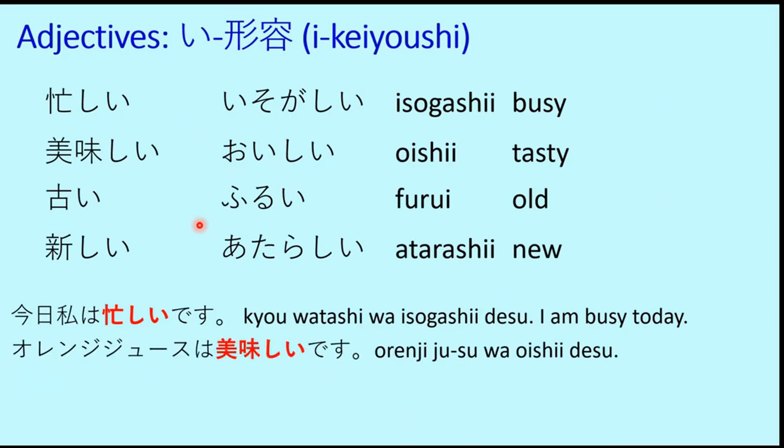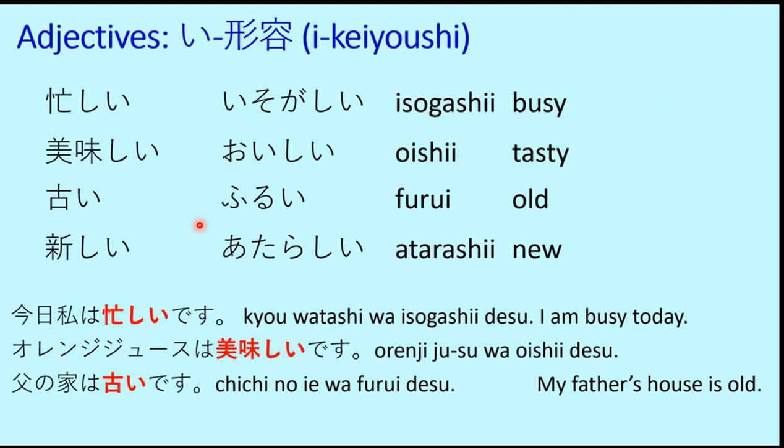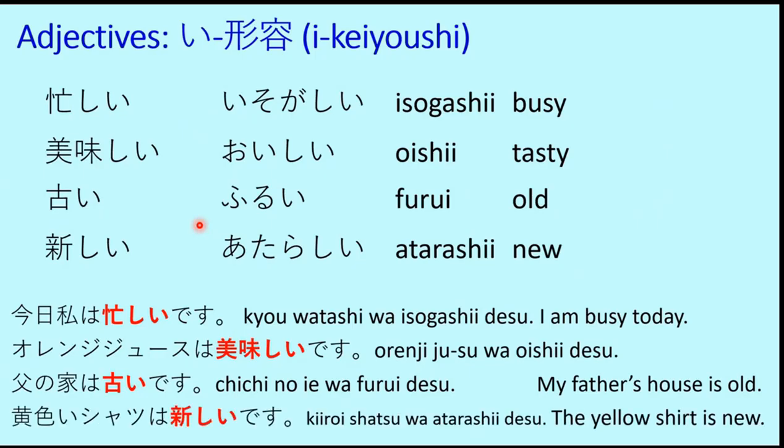Orange juice wa oishi desu or sushi wa oishi desu. So orange juice is tasty, sushi is tasty. We can say keiki wa oishi desu. Chichi no ie wa furui desu. My father's house is old. Chichi no ie means father's house and furui is old. Similarly, atarashi is new. So kiiroi shatsu wa atarashi desu. The yellow shirt is new. Kiiroi shatsu wa atarashi desu.